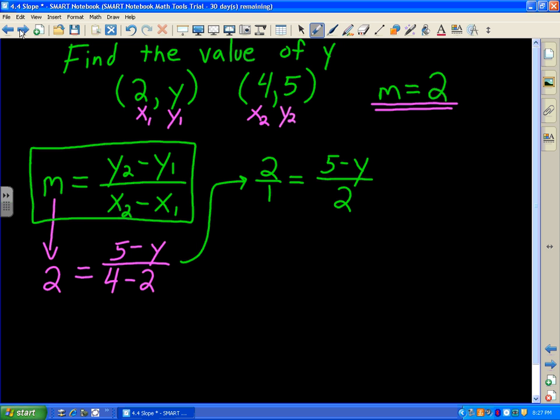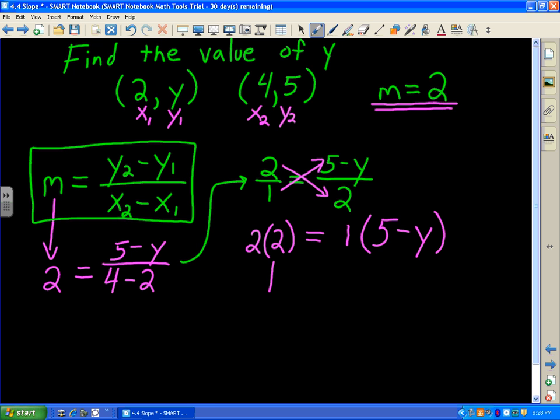There's an equal sign between there, so we know that we can do what you commonly refer to as cross multiplication. So first off, 2 times 2 is equal to, and secondly, 1 times everything that's on top, that's 5 minus y. And this is an equation that you can solve for the value of y.